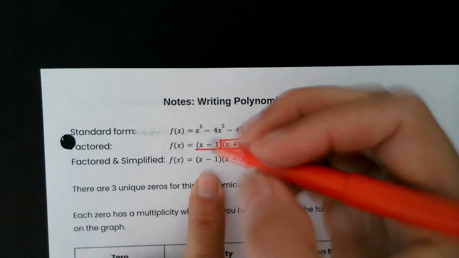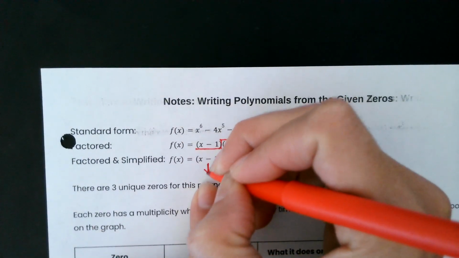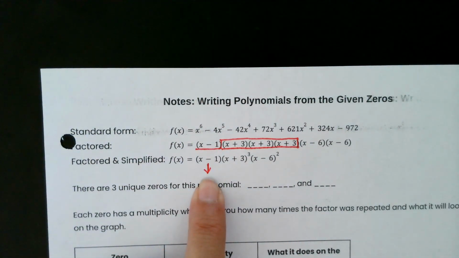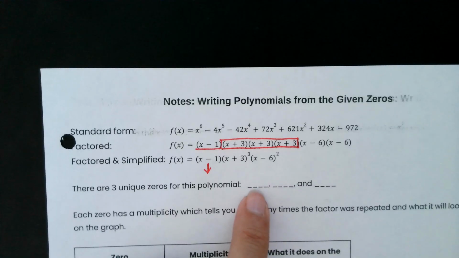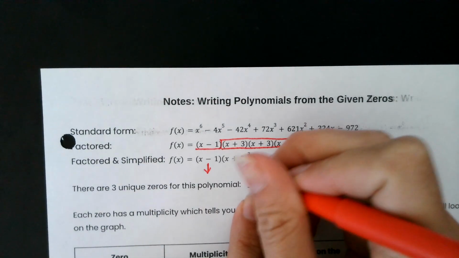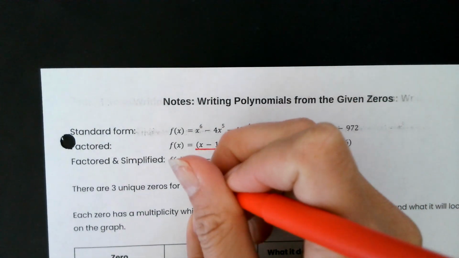What would be the zero that would come from the x minus 1 factor? What would x have to equal? Positive 1, exactly. It's the opposite of what you see in the factor. This says minus 1, so the zero would actually be x equals positive 1. I'm going to write that right there.